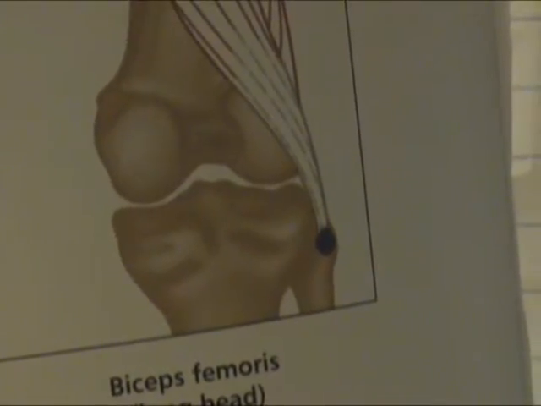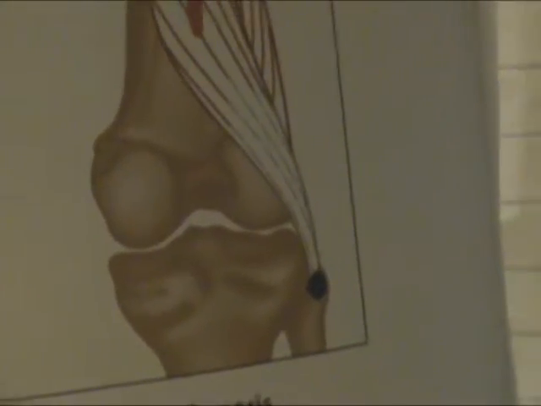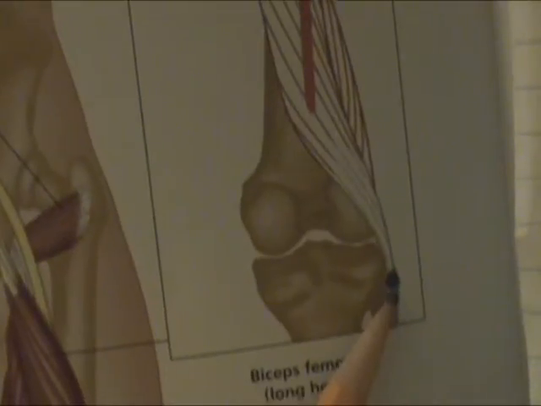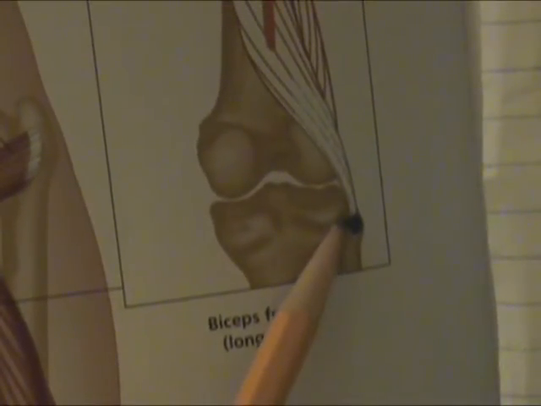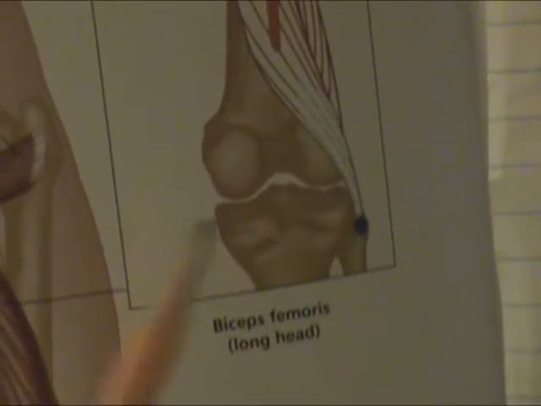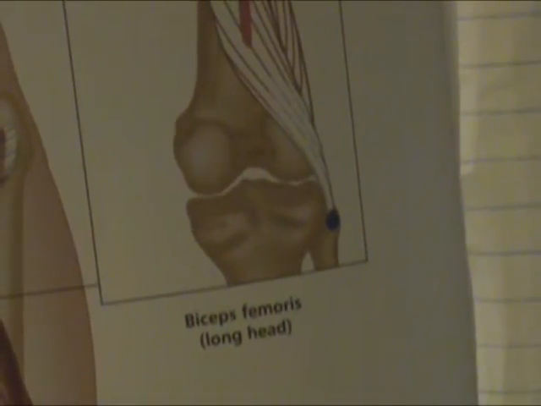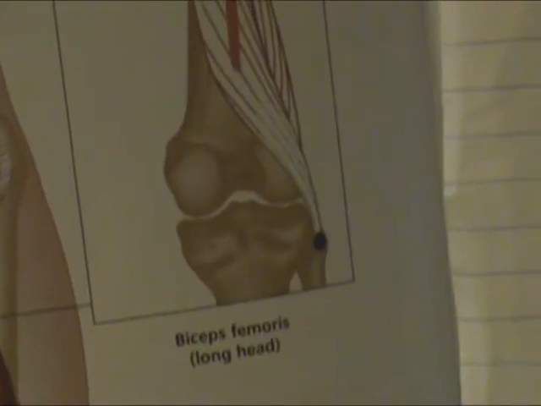So as a reminder, the origin is in red. You have the ischial tuberosity and the linea aspera of the femur. And then in the blue, we're looking at the insertion. That would be the head of the fibula and the lateral condyle of the tibia. The action of the biceps femoris is to flex the knee and extend the thigh.